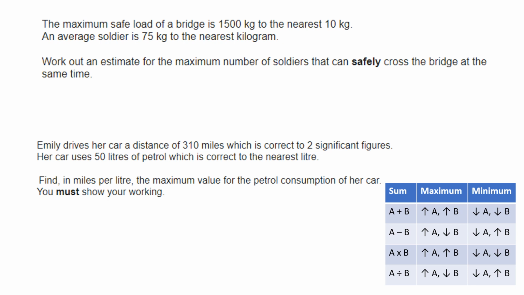As always, you want to figure out the bounds of the things that are in the question first. This is to the nearest 10, so we're going to half that and get 5. So the safe load of the bridge is somewhere between 1,495 and 1,505. This is to the nearest 1, so it's a half that we need to add and subtract. That means the weight of the soldier is somewhere between 75.5 and 74.5. What's the maximum number of soldiers that can safely cross the bridge?